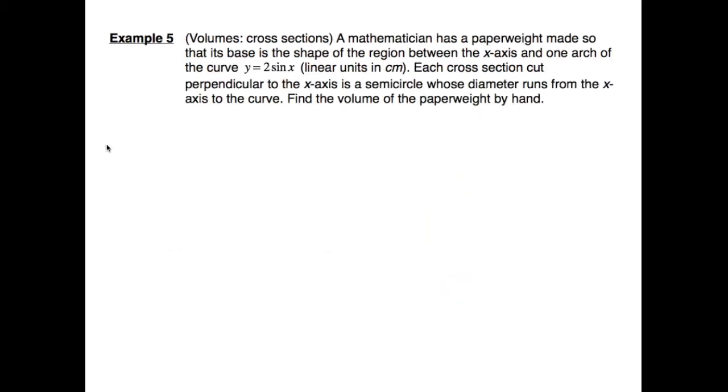Example 5, much more like what you will see in actual exercises. A mathematician has a paperweight made so that its base is the shape of the region between the x-axis and one arch of the curve y equals 2 sine x. Each cross-section cut perpendicular to the x-axis is a semicircle whose diameter runs from the x-axis to the curve. Find the volume of the paperweight by hand.